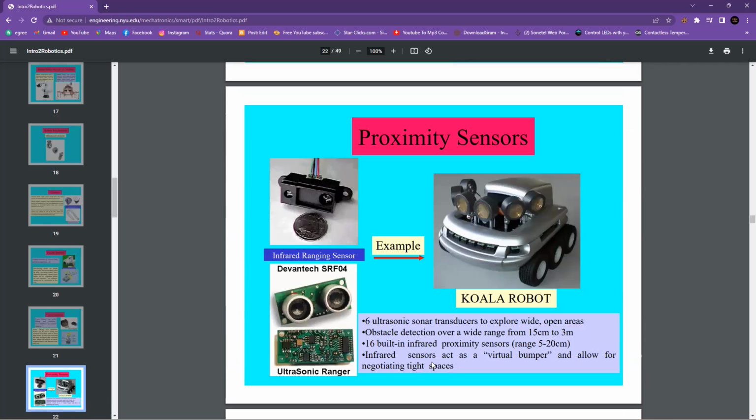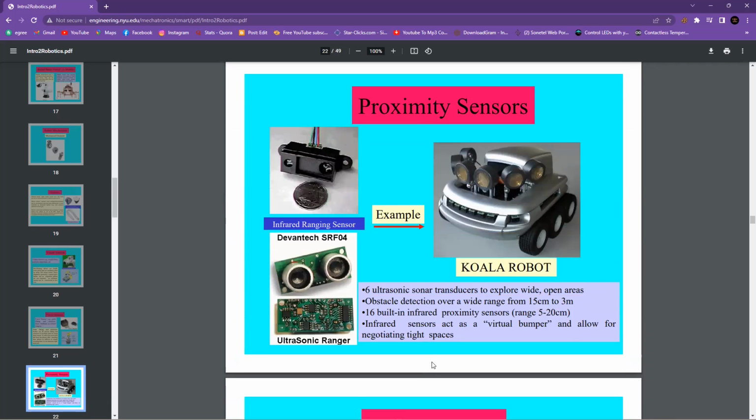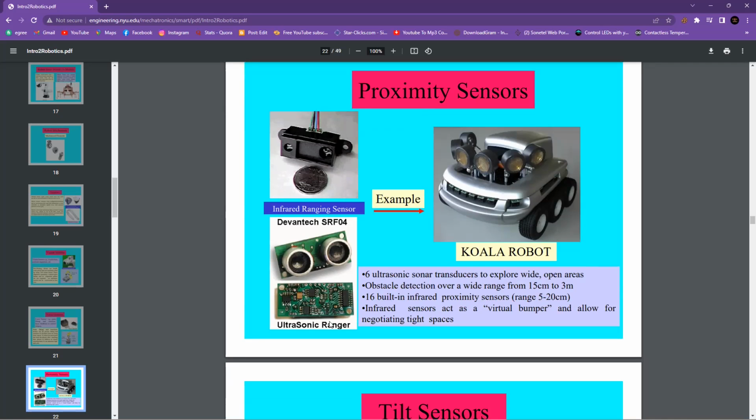We also have proximity sensors. You can see here, down left, we have an ultrasonic sensor for sensing obstacles. So people build obstacle avoidance robots with ultrasonic sensors.